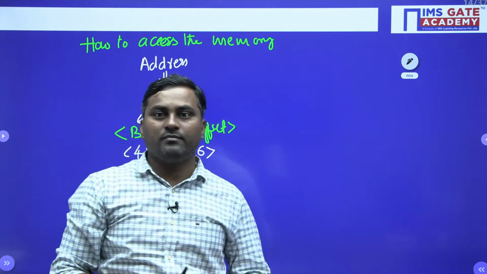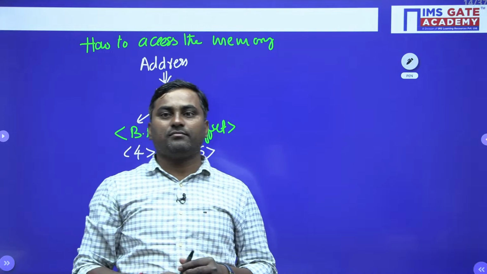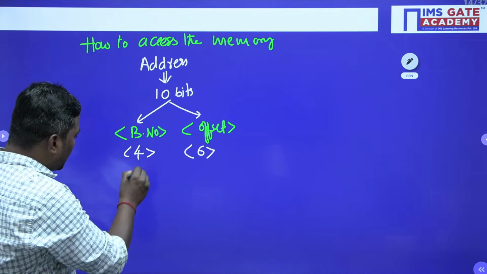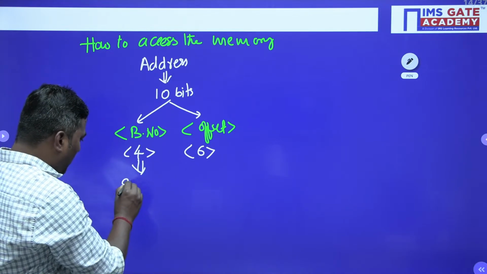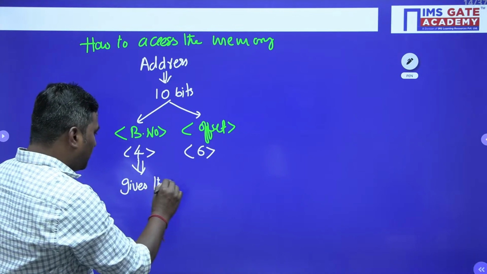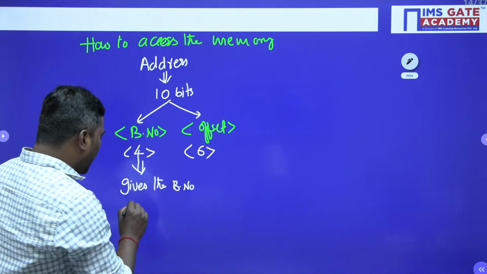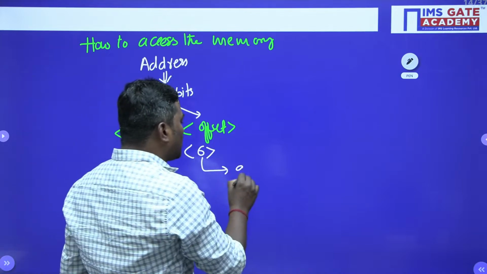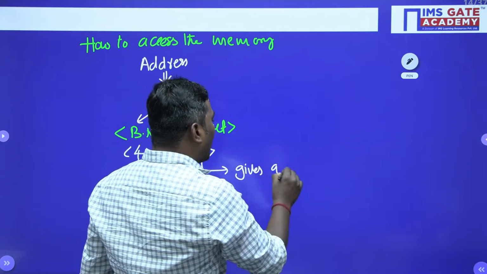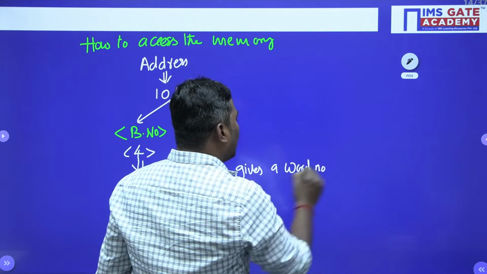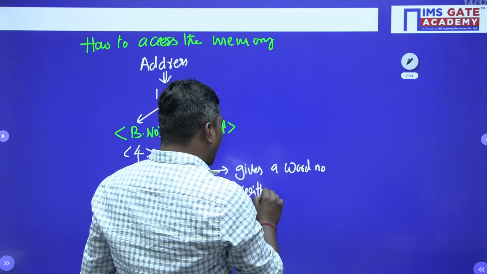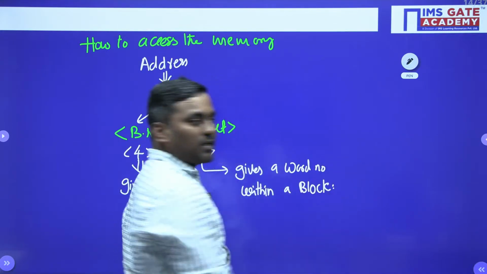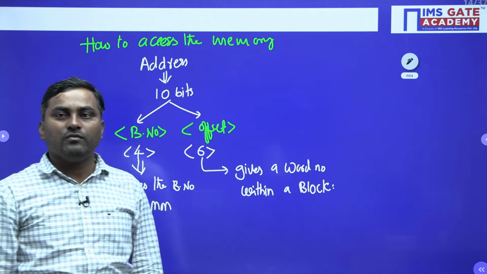Look here. The block number of 4 bits gives the block number in main memory. The 6 bits give a word number within a block, within the selected block. Please understand this point.